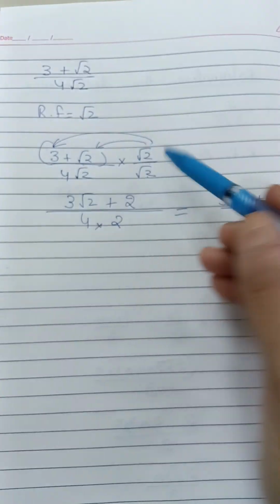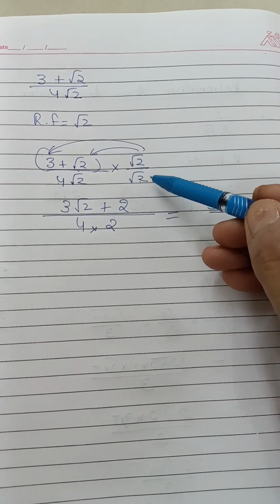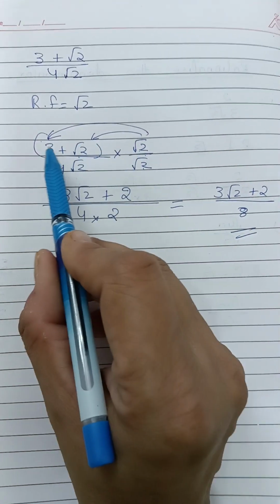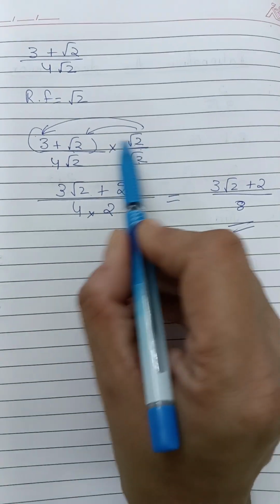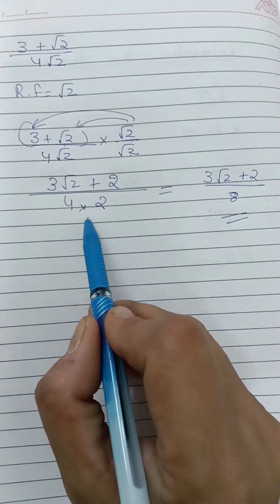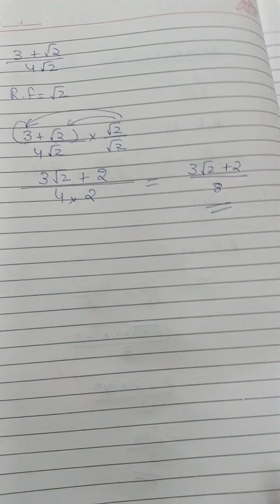The rationalizing factor is root 2. What we did is we multiplied the rationalizing factor both to the numerator and denominator. In the numerator we had root 2 into 3 is 3 root 2, root 2 into root 2 is 2, and in the denominator root 2 into root 2 is 2 into 4, and this is the final answer.